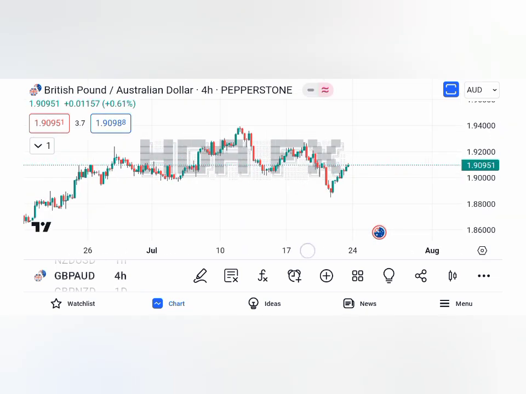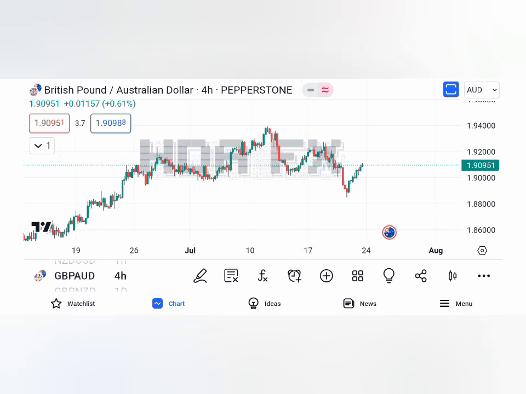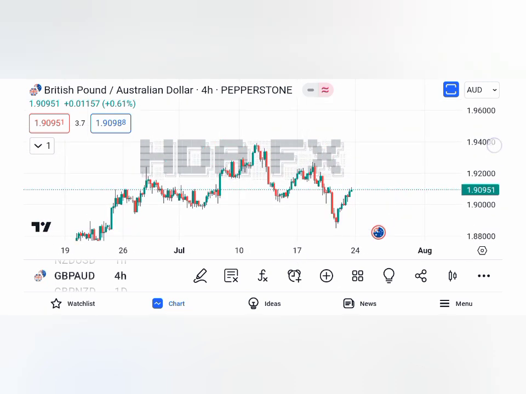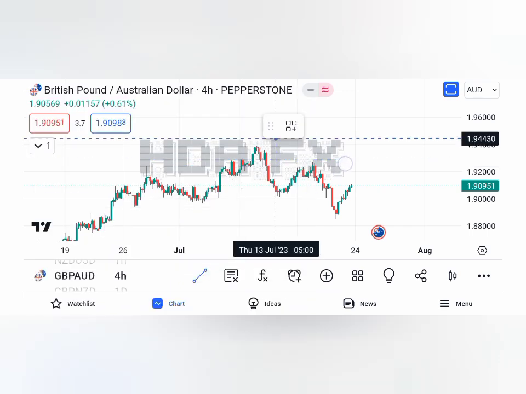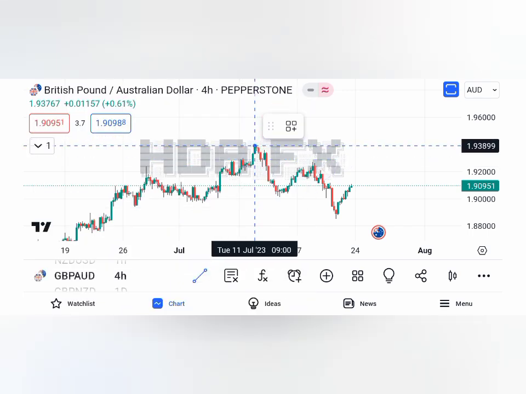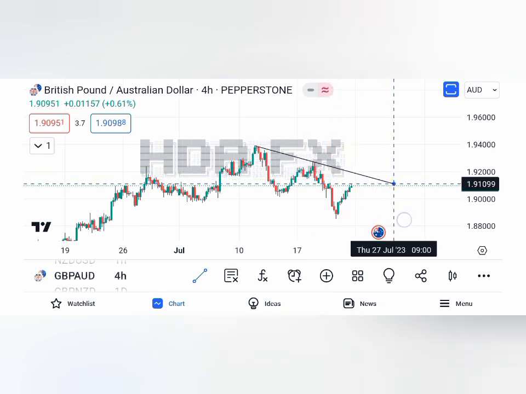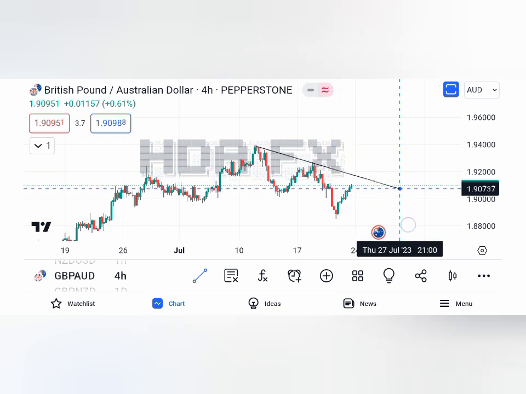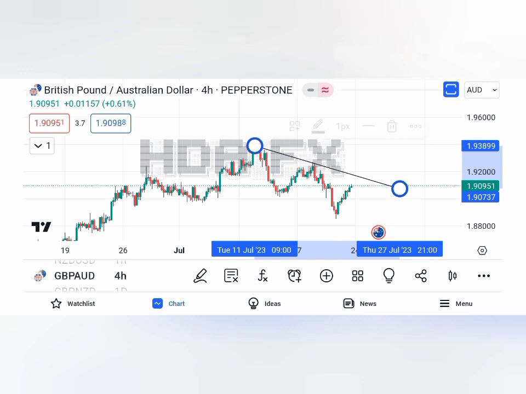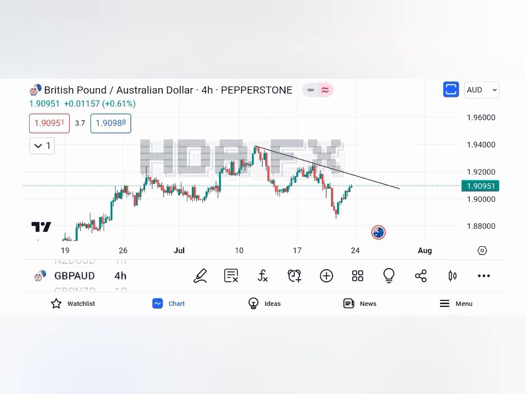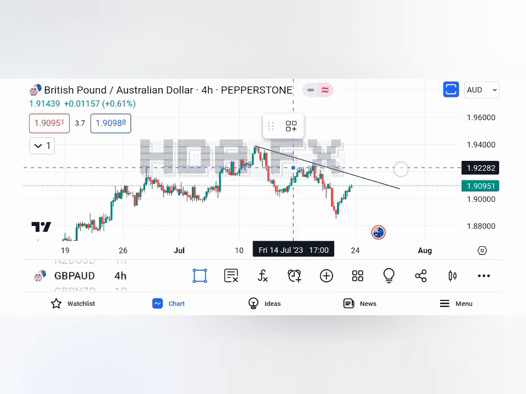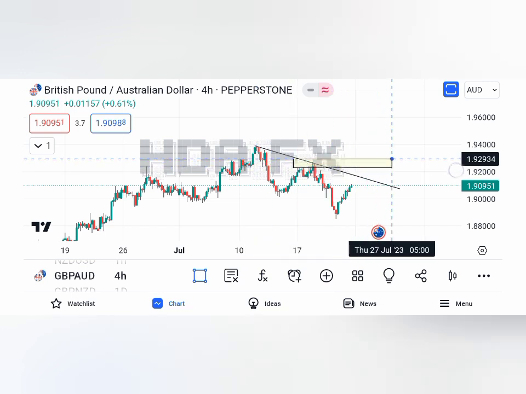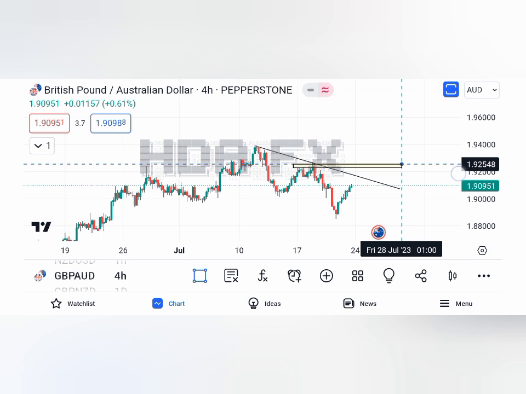This week I'll be bearish on GBP AUD. So now on this pair, let's see what we have. We can spot a trend line here on GBP AUD, and now we can spot a structure at this very point here. So we can spot this on GBP AUD.